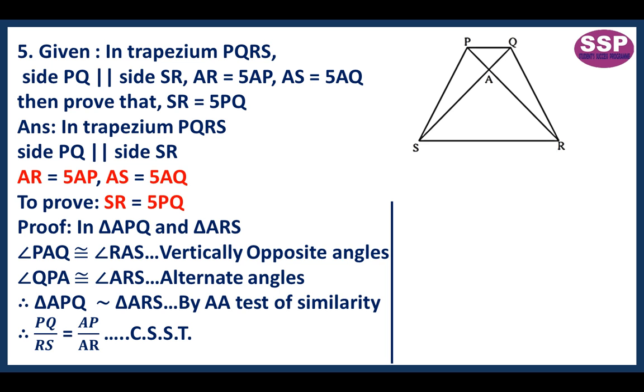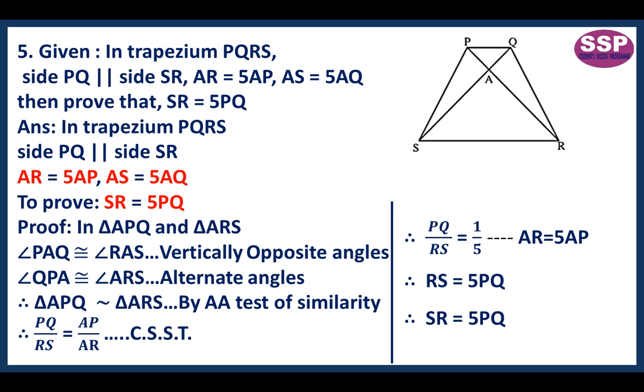Now putting the values, PQ upon RS is equal to 1 upon 5 because AR is equal to 5AP. That means AP upon AR is equal to 1 upon 5. Therefore, after cross multiplication, RS is equal to 5PQ. Therefore, SR is equal to 5PQ.